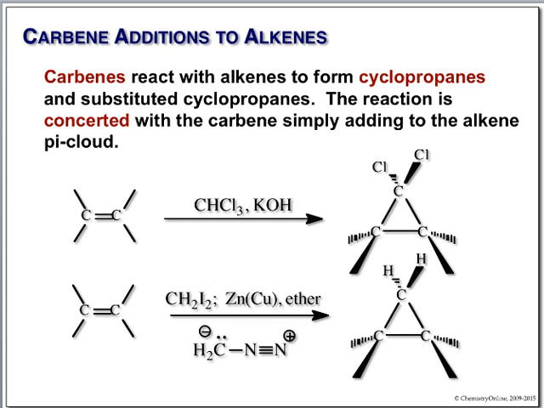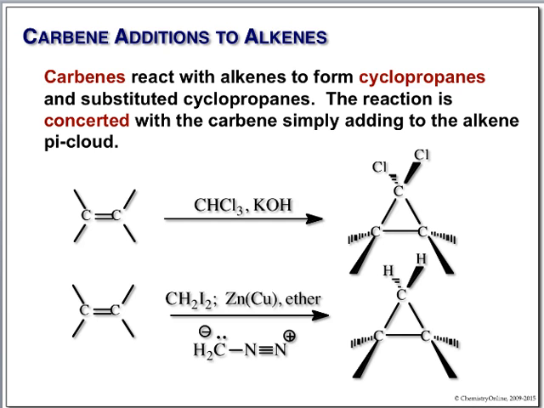If we take chloroform and strong base, we can form what is known as dichlorocarbene. We'll see that in a second. Dichlorocarbene will then simply sit on the alkene pi system, just like bromine did, just like mercury did, and form this cyclopropane structure. This is a 1,1-dichlorocyclopropane.